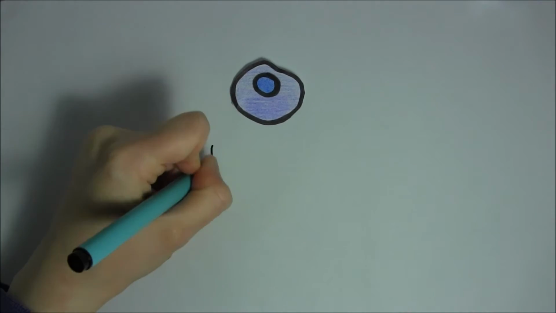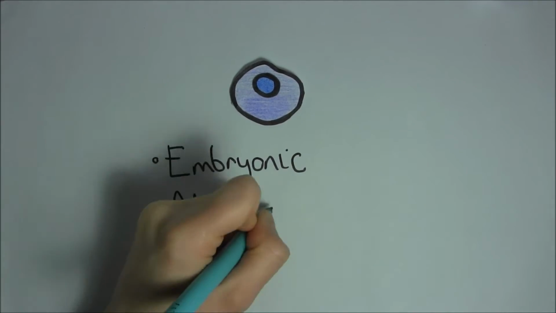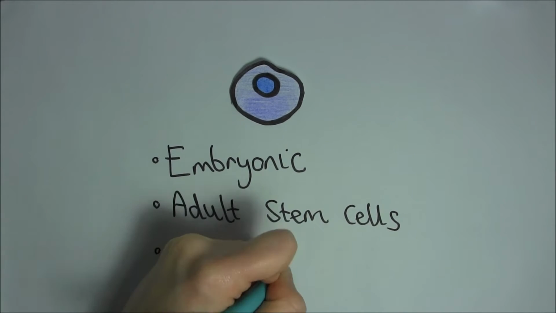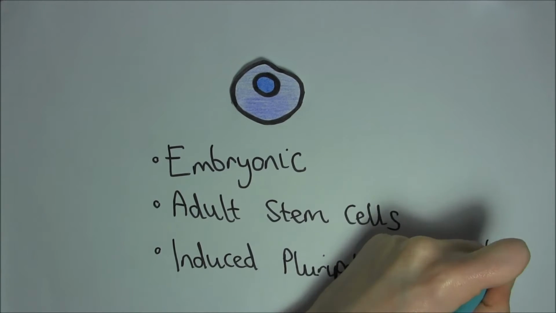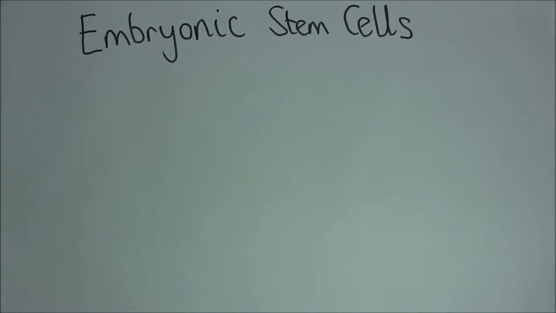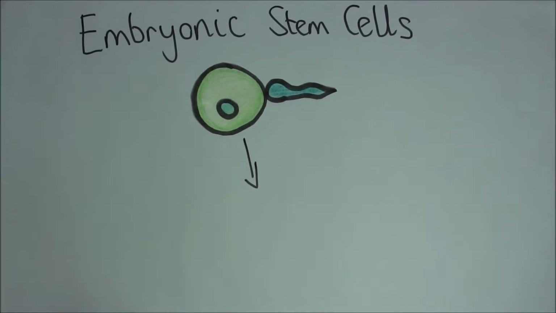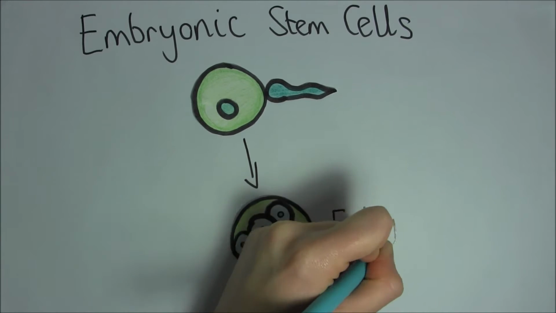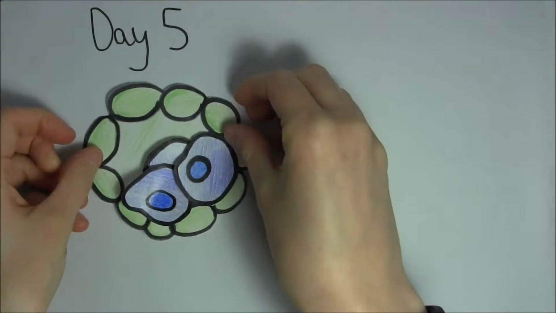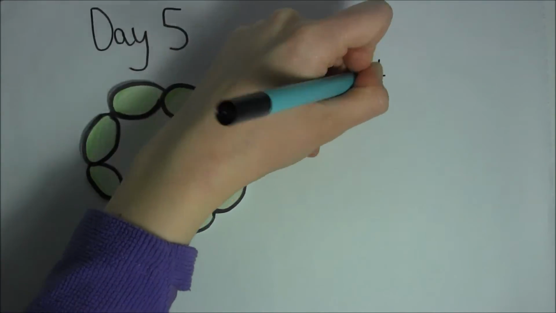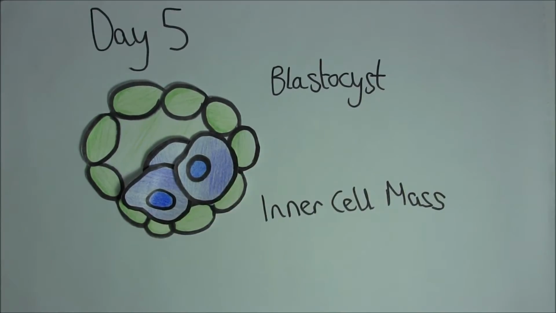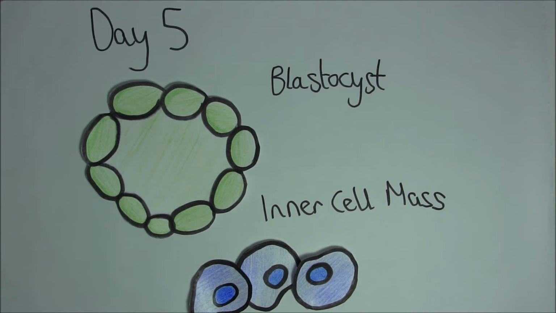There are three main types of stem cells: embryonic stem cells, adult stem cells, and induced pluripotent stem cells. We'll talk about each of these in turn. So embryonic stem cells, firstly, unsurprisingly, are derived from embryos. After the sperm fertilises the egg, a zygote is formed, and this then begins to develop into an embryo. At around day 5 post-fertilisation, the blastocyst forms. Within this is the inner cell mass, and this is a source of embryonic stem cells.